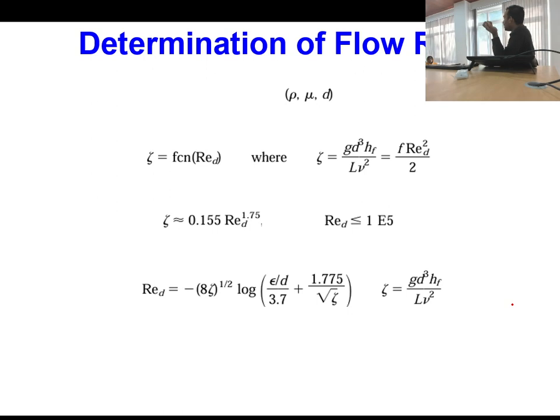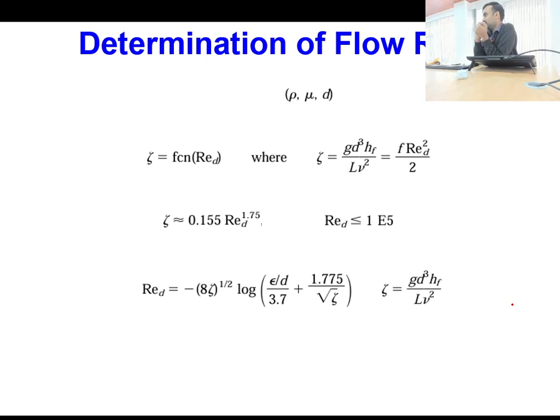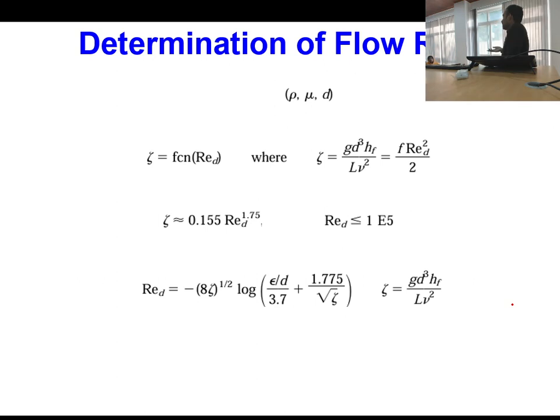If it is equal, my solution is converged. If it is not equal, then I have to judge whether I am on the higher side or on the lower side. If I am on the higher side, then I have to decrease the value of flow rate. If I am on the lower side, then I have to increase it. And once again, I need to do this iterative procedure until my value of friction factor converges. Are you understanding this point? So this is the iterative procedure.